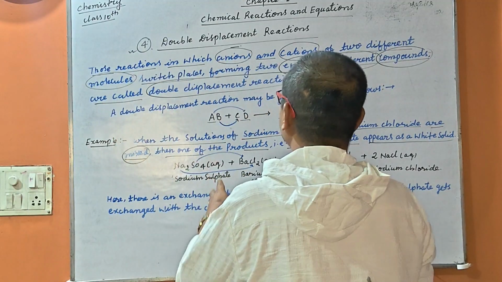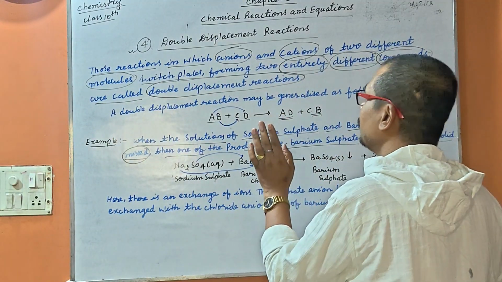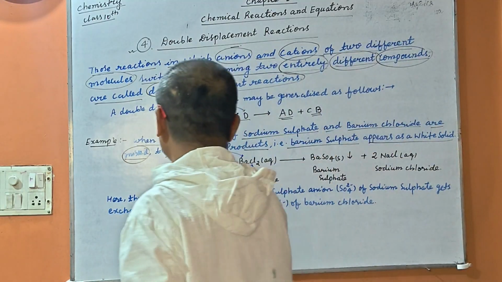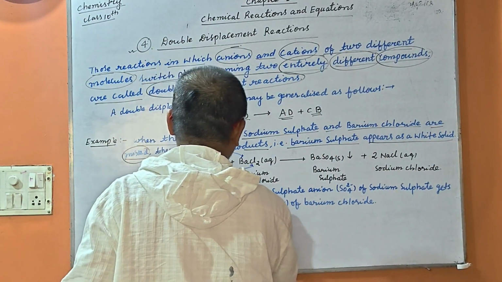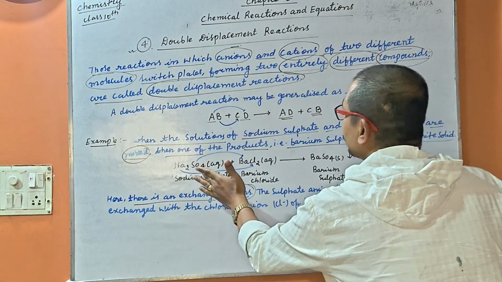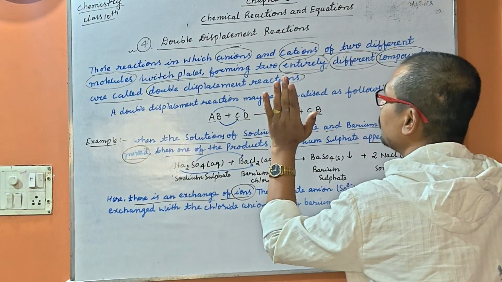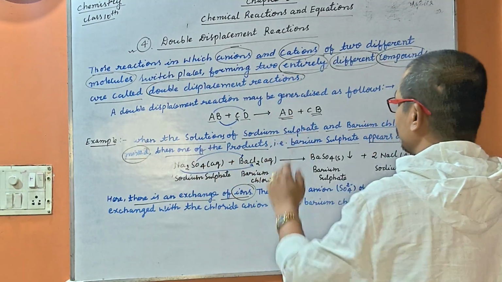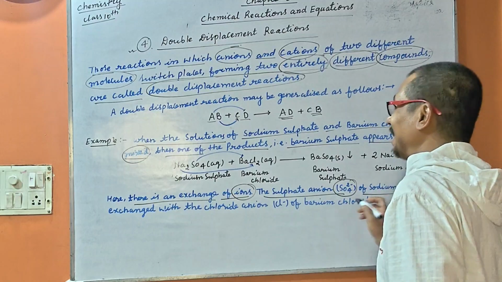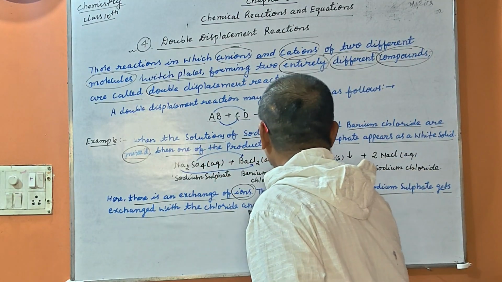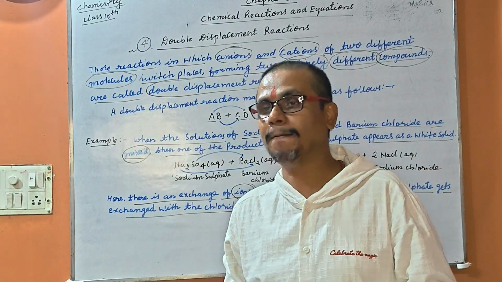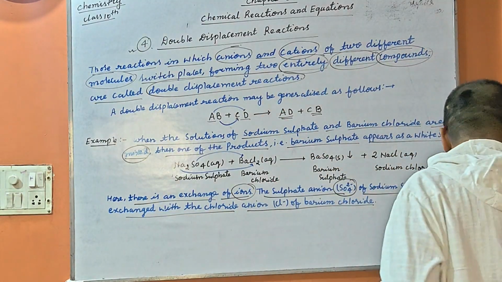There you can see the sulfates switch their places with barium, and sodium switches its place with chlorine. So there is an exchange of ions, cations and anions. Cations are substituted with barium and anions are substituted with chlorine. The sulfate anion SO4 of sodium sulfate gets exchanged with the chloride anion of barium chloride. So my dear students, this is all about the double displacement reaction.